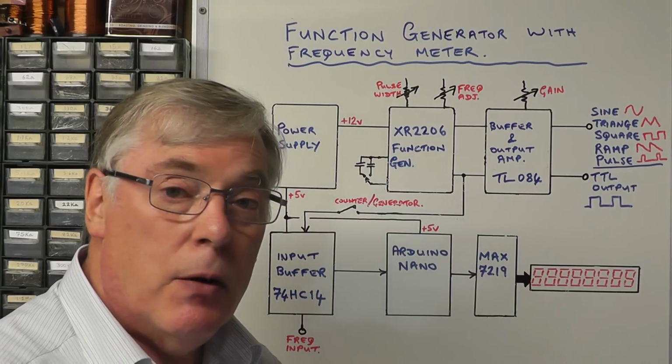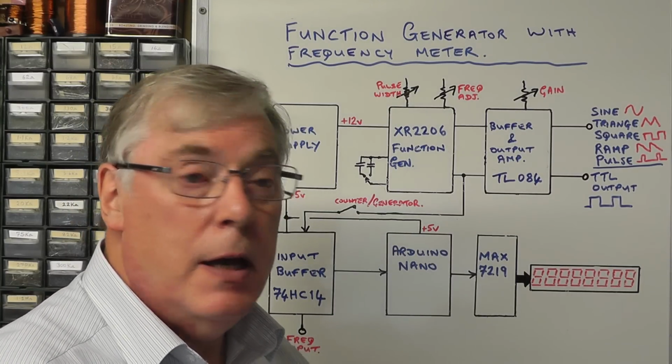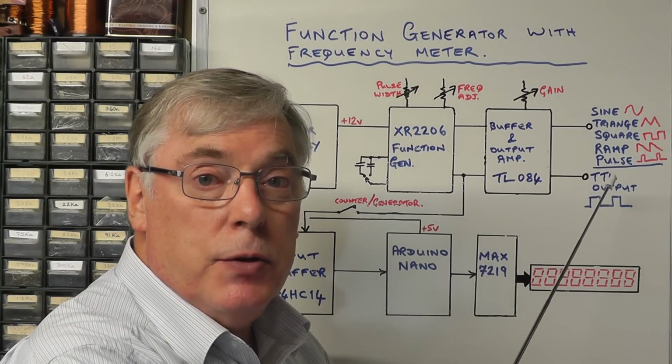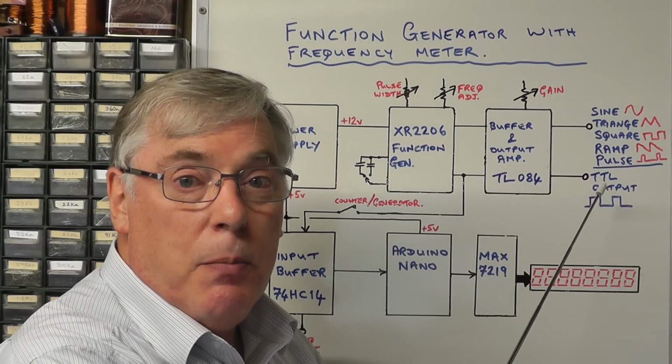Now one other option I considered, which we may add, is having a separate TTL output which you could use when you're using digital circuits and you want a TTL 0 to 5 volt output signal.